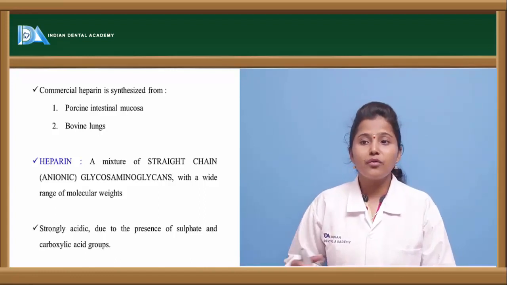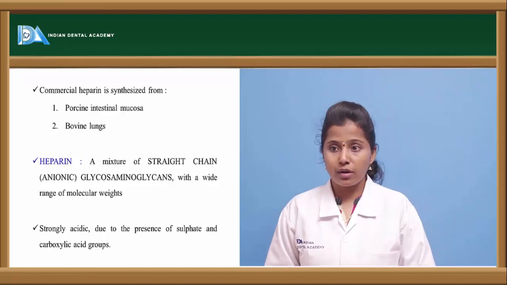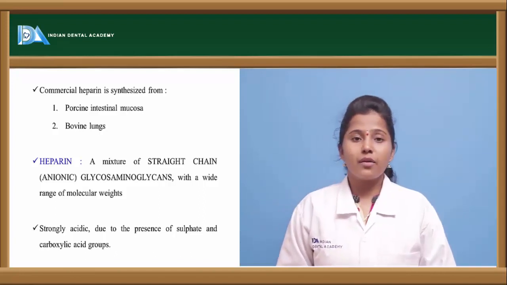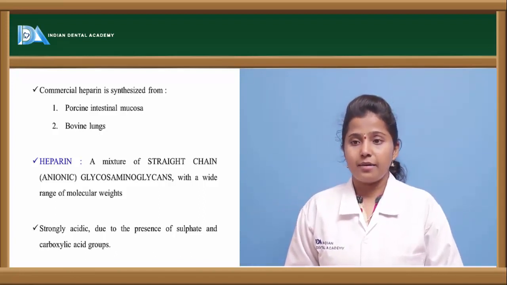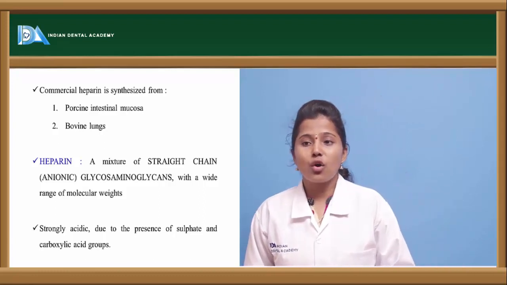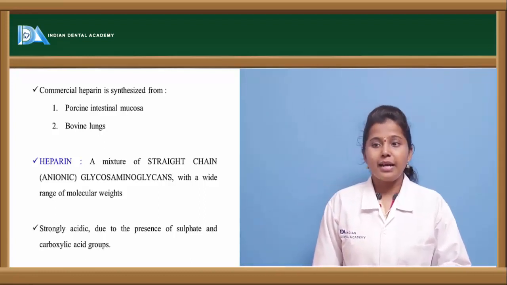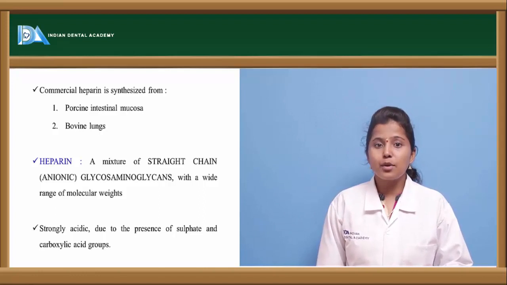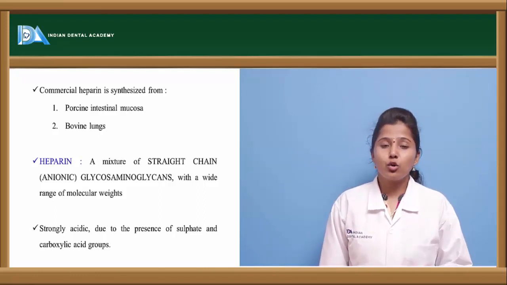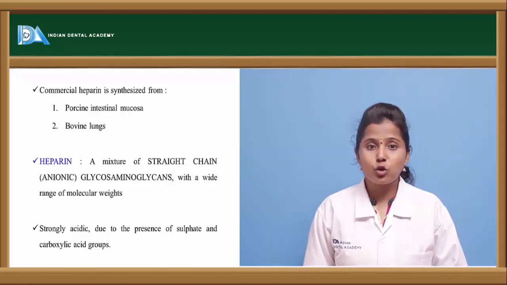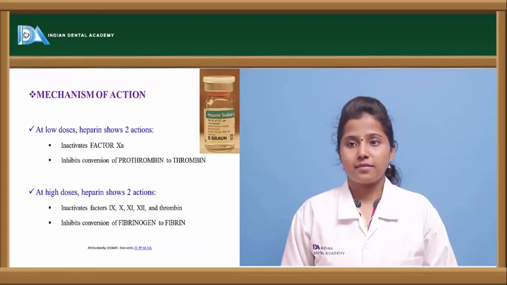Based on the number of units of these glycans, the molecular weight of heparin is determined. Heparin is strongly acidic in nature, and it is strongly acidic because of the presence of sulfate groups as well as carboxylic acid groups in its structure.